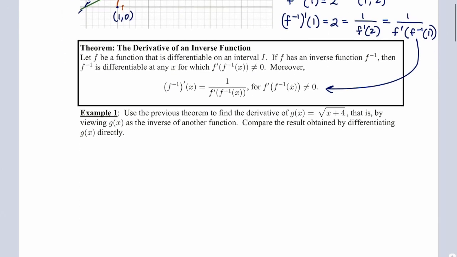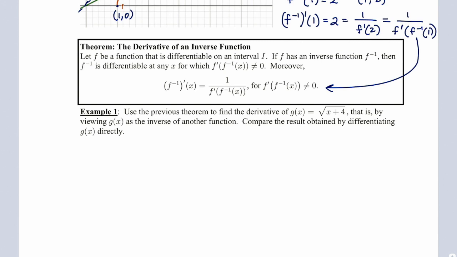So let's see how this will work in another example. So this is saying, okay, use that theorem that relates the derivative of a function and the derivative of its inverse, at the point where the x and y are swapped by picturing g of x equals square root of x plus 4 as the inverse of another function. So we want to figure out what's the function f whose inverse is square root of x plus 4. Right, so we're saying I have the inverse function. I want to know what the original function is.